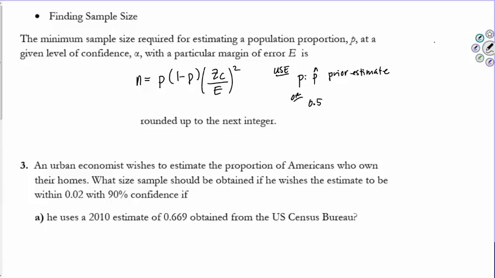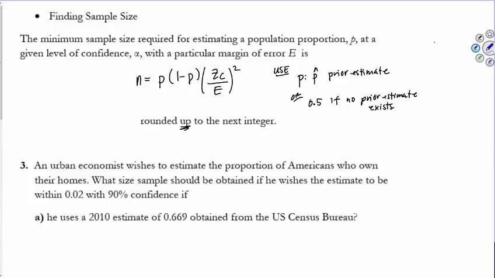So we use 0.5 for p if no prior estimate exists, or the one we have we don't like and we don't want to use it. Then we always round up just to make sure that our sample size is large enough. So that's our formula. All it is now is just plugging it in there.